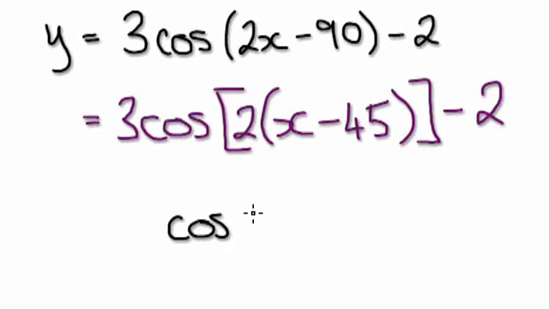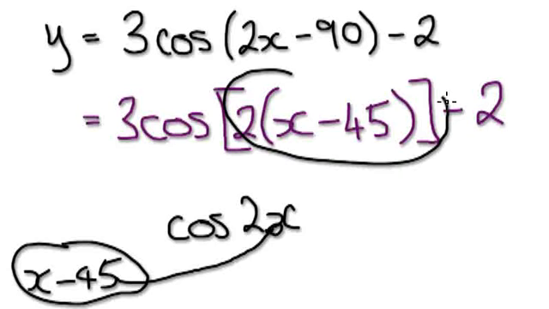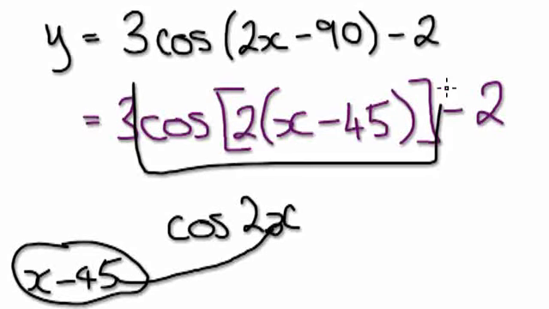Cos 2x, and then later on we can put this bubble here into this thing here, into the x, and then that will give us the whole thing here.